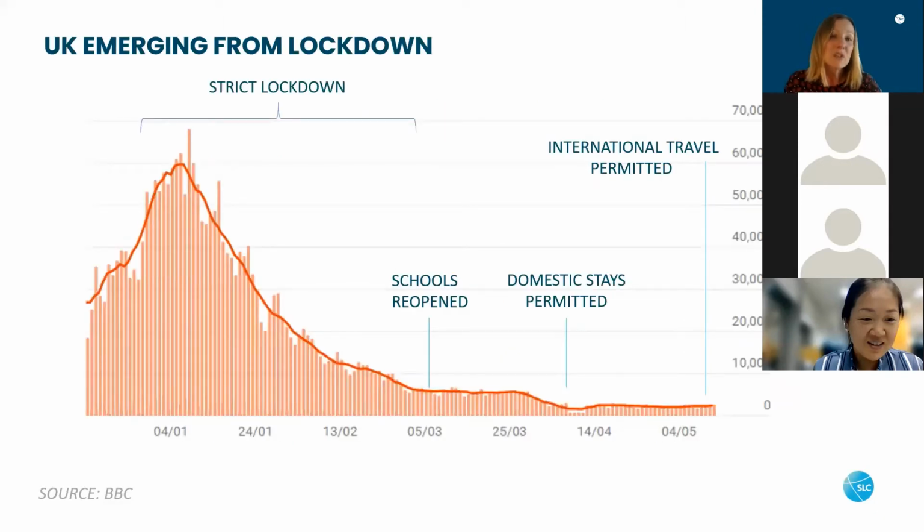Now, we have been in a very strict lockdown that pretty much started on Boxing Day and has run until about a week and a half ago. Very strict lockdown in the initial stages. Schools reopened in March. Domestic stays were permitted from April. And of course, we were all delighted that international travel, with some restrictions, was allowed to happen from the 17th of May.